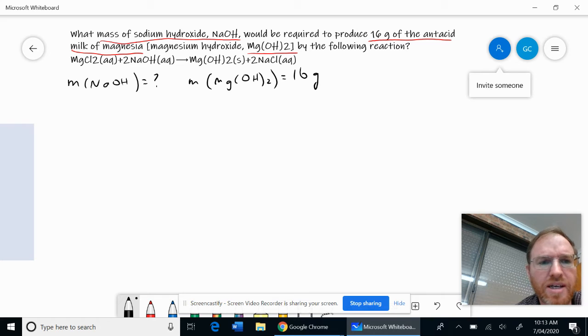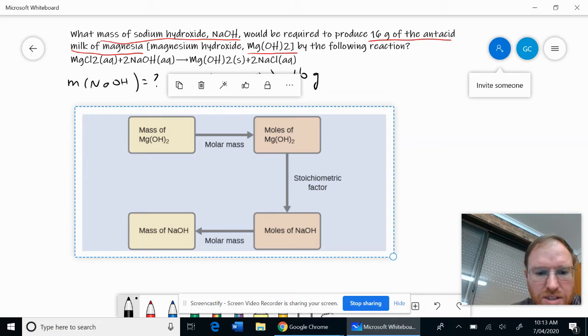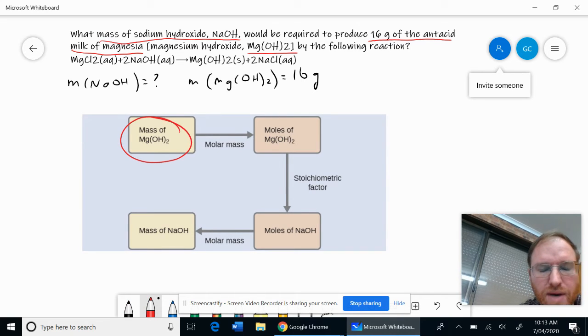Now, how do we work this out? We've got the mass of magnesium hydroxide, and we need to find the mass of sodium hydroxide. It can be tempting at this point. A lot of students go straight to trying to find the mass of the sodium hydroxide. They throw numbers into the equation with masses and go straight from one to the other. You cannot do that. So I'm going to rub that out.